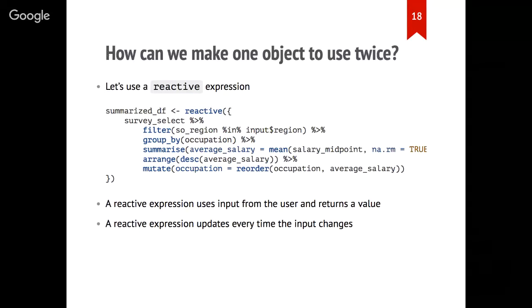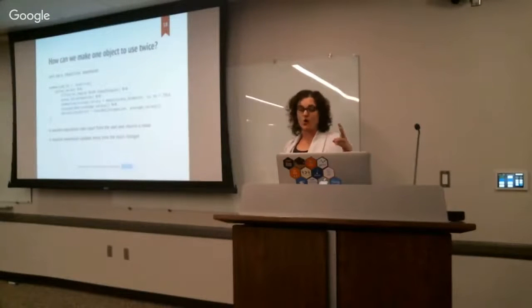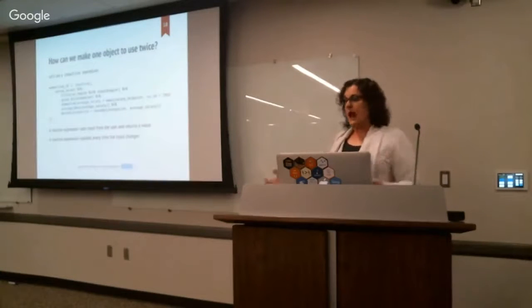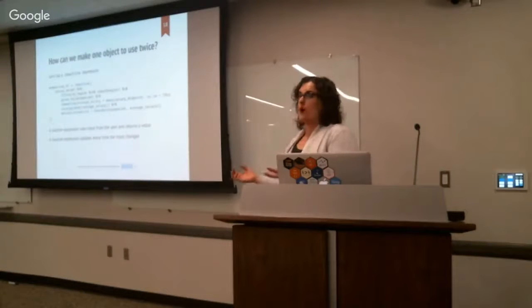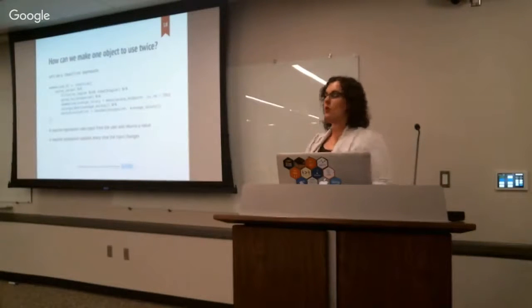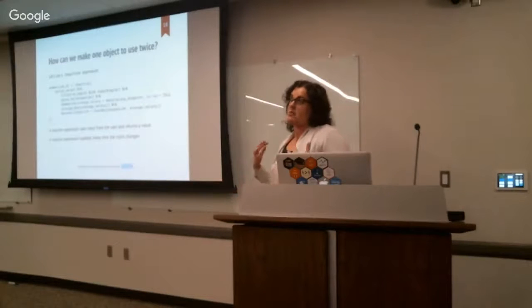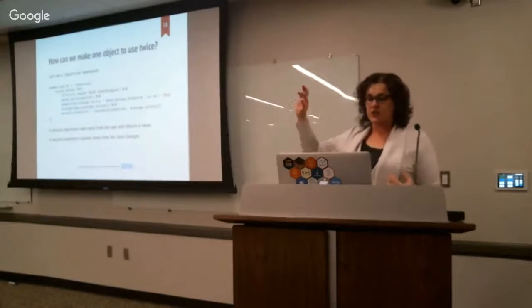But I don't want to have all that dplyr code two times. That would be silly, right? So let's use a reactive expression. We want to make one object, and then we want to use it twice. We want to use it one time to make the plot, and one time to make a table. So we're going to make a reactive expression like this.